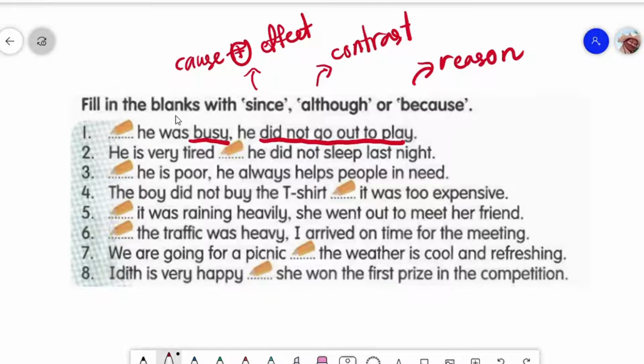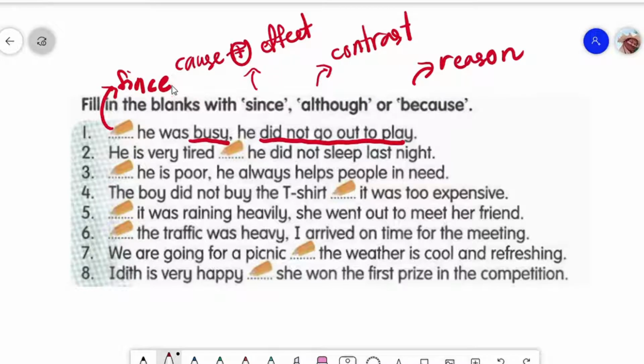Since he was busy, he did not go out to play. This is the cause and this will be the effect. Alright, kalau you letak because pun betul juga. Ini dia akan jadi reason, sebab. Kenapa dia tidak pergi bermain? Sebab dia busy. Okay? So if I'm going to choose since, I akan guna since dekat sini. Okay, jawapan ni boleh jadi since, boleh juga jadi because.